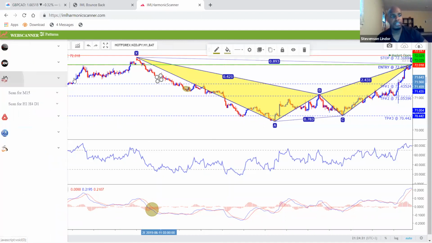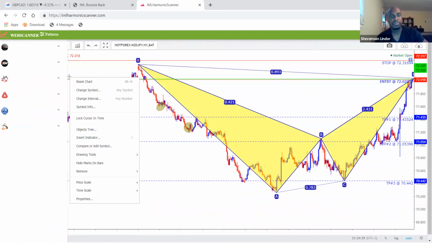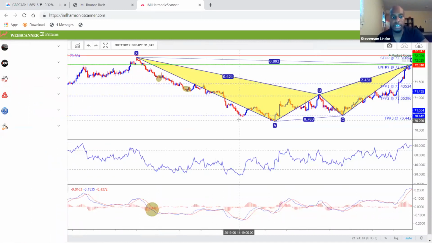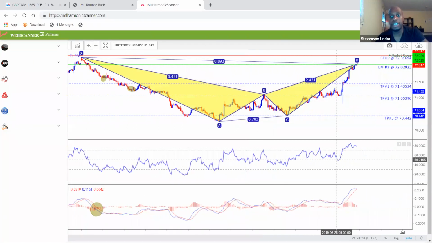right? And I kept losing, losing, losing. If you look at my MACD, I was in a downtrend this entire time. It wasn't until I got this crossover right here that price really started beginning to go up. So that's why I prefer the MACD over the RSI, but some people like it.